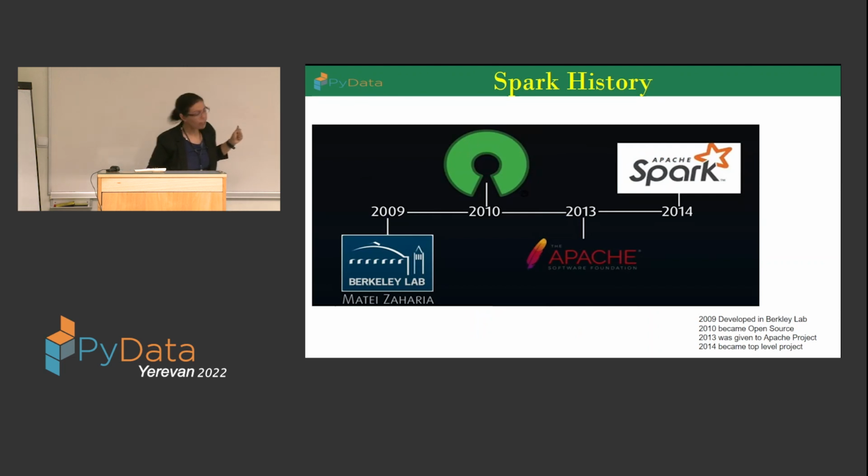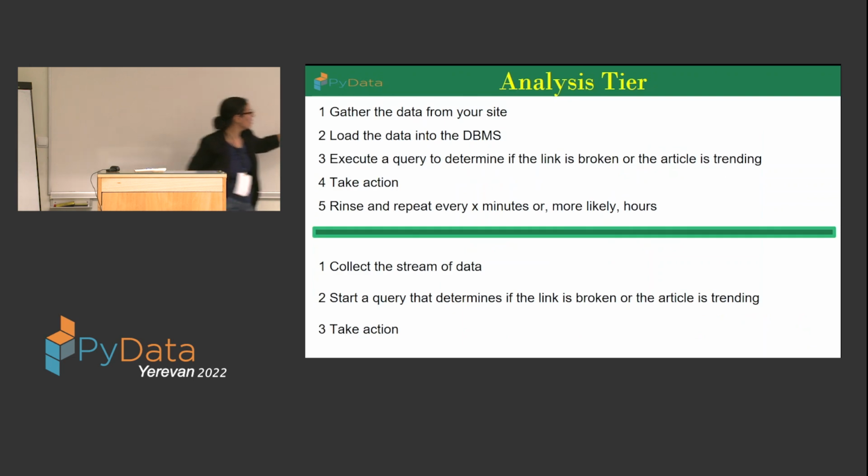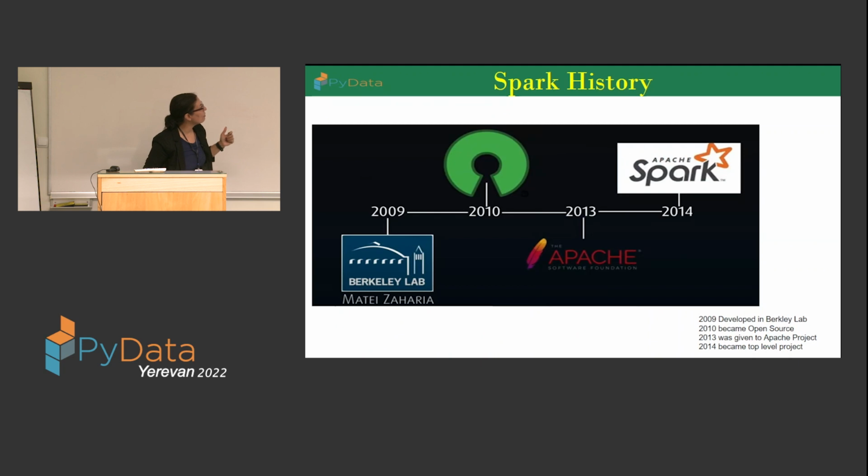Spark is what does this for us, and as a very important tool, I'm going to explain it a little bit. You might know that Spark was developed in Berkeley lab in 2009. In 2010, it became open source. In 2013, it was given to the Apache project, and in 2014 it became a top-level project. And until now, this development is going on.